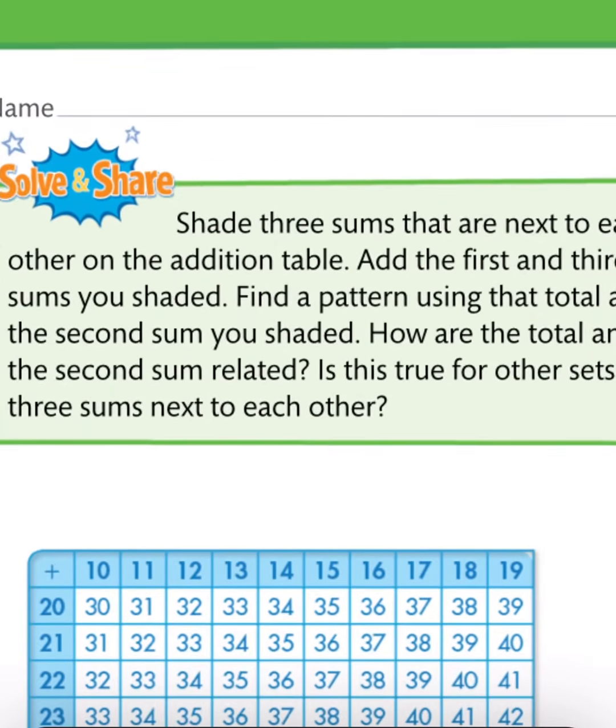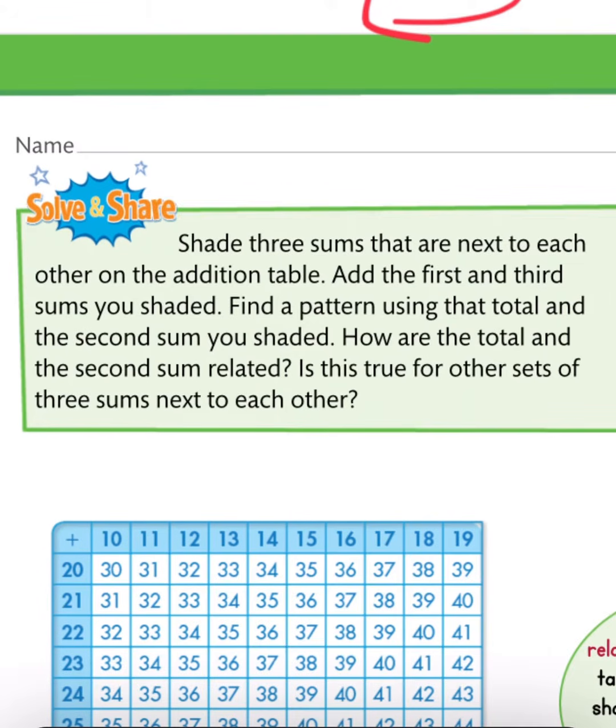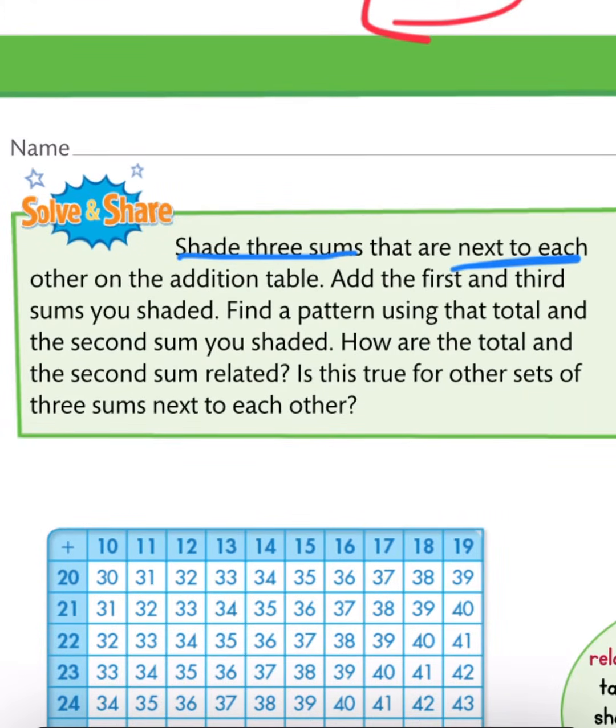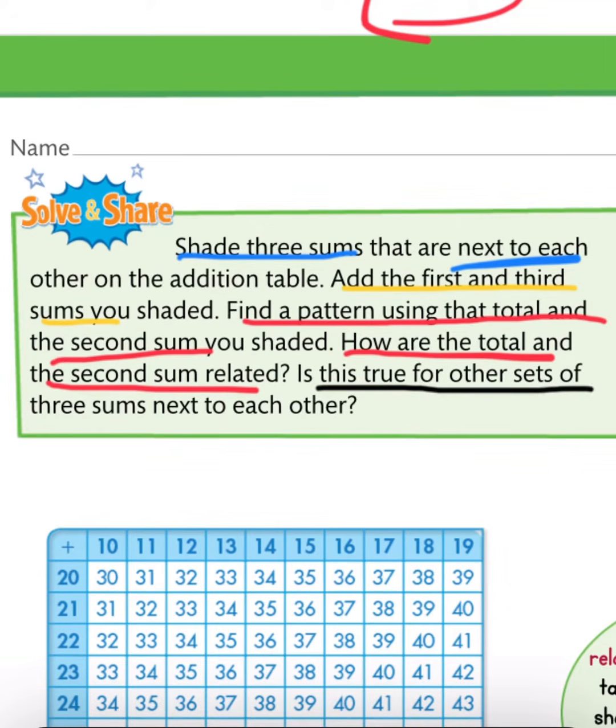This green box here has a lot for us to do. And so I'll read through it first, and then we'll do things step by step. So the first thing we're going to do is shade three sums that are next to each other on the addition table. And then add the first and third sums that we shade. And then find some kind of a pattern using that total where we add the first and third and compare that to the second sum and see how they are related. So that's this third part, see how they are related. And then finally, we have to check to see if it's true for other examples in that addition table.